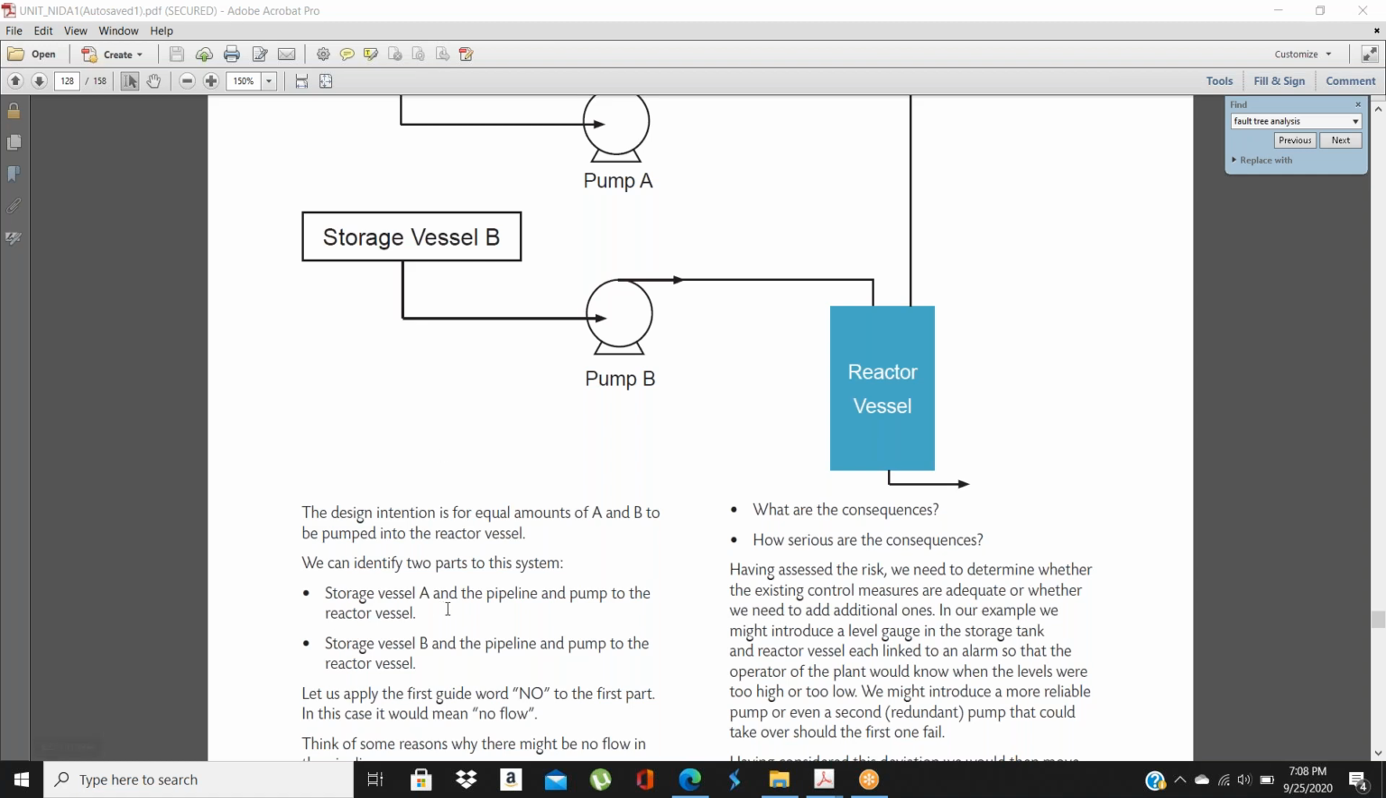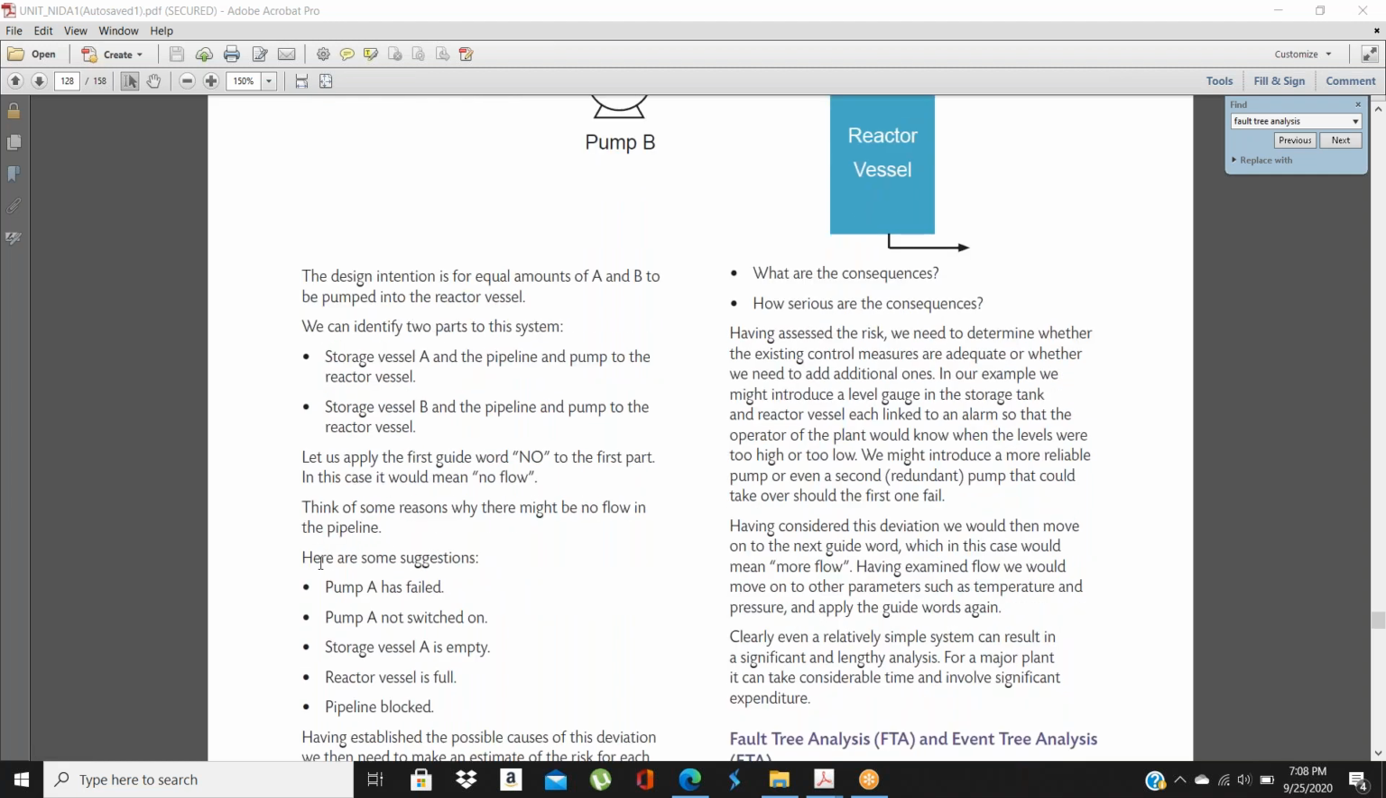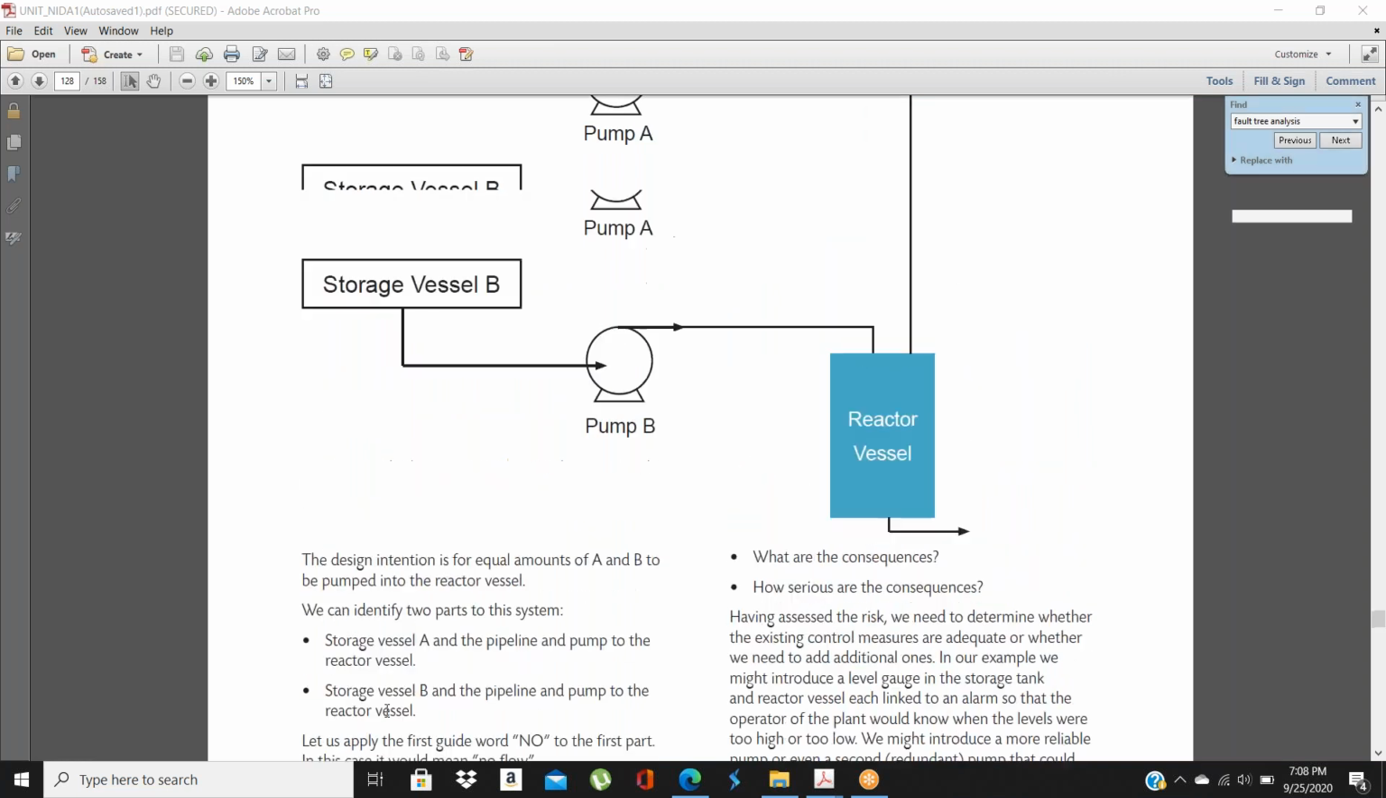Now, storage A and the line. Okay, this is simple. Let's apply "no flow." So what is the reason? Now see, here are some suggestions. Pump A has failed. Pump A not switched on. Storage vessel A is empty. The reactor vessel is full.